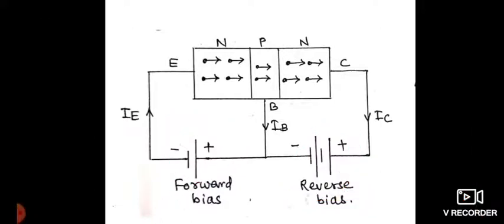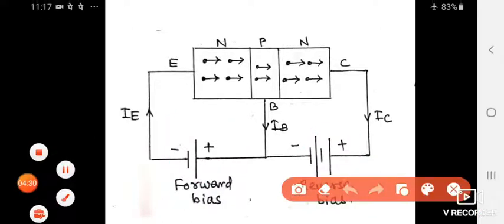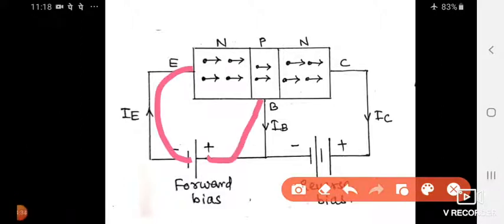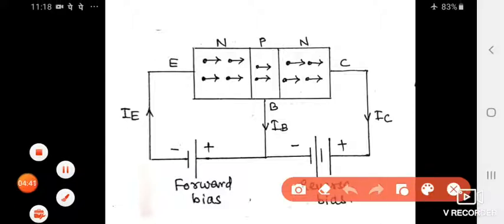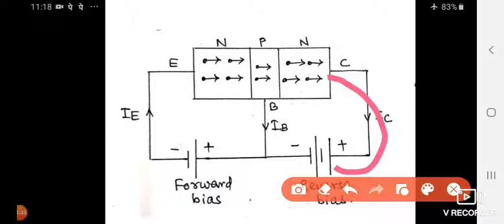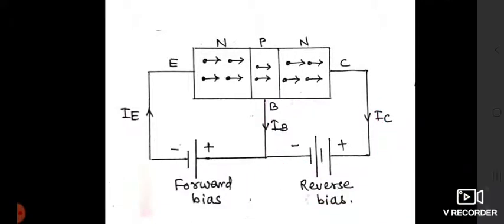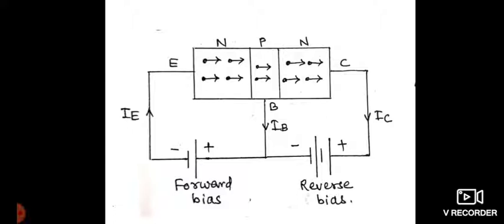That is, the negative terminal is connected to N type and the positive terminal is connected to P type. So, the input is forward biased and the output is reverse biased. You can observe here the positive terminal is connected to N type and the negative terminal is connected to P type. Okay. The input is forward biased and the output is reverse biased, and this is an NPN transistor. From this the working can be explained like this.